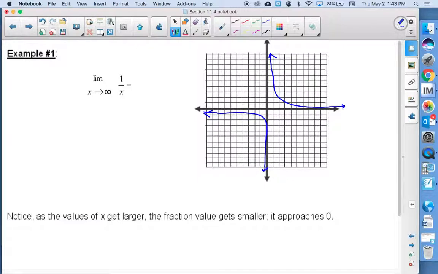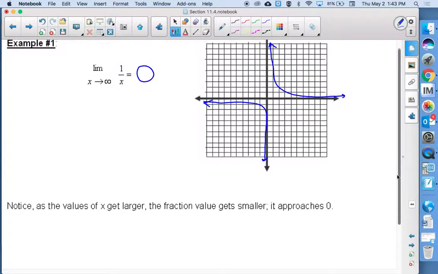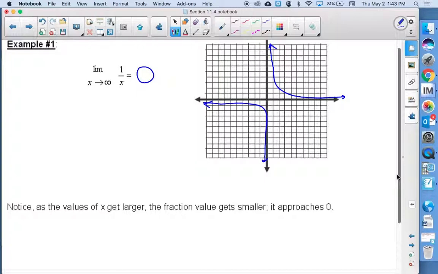So same graph as above, except now the horizontal asymptote is at y equals 0. So this limit, as x approaches infinity, my y value, which is the limit, is 0. It's getting closer and closer and closer to 0. It doesn't touch it, but it continues to skim along next to it. Underneath it says, notice as the values of x get larger, the fraction value gets smaller. Therefore, it approaches 0. So this gets you to think about what's really happening with the value of the fraction as a whole. If you plug a 10 in, I have 1 over 10. If I plug 100 in, I have 1 over 100.